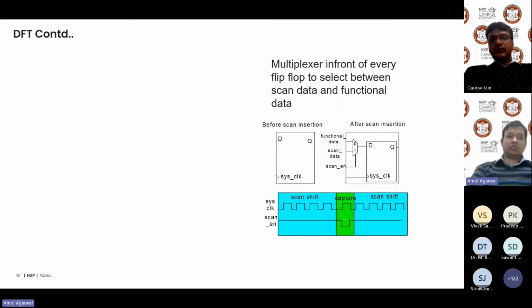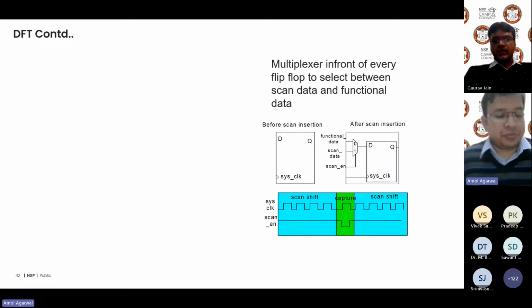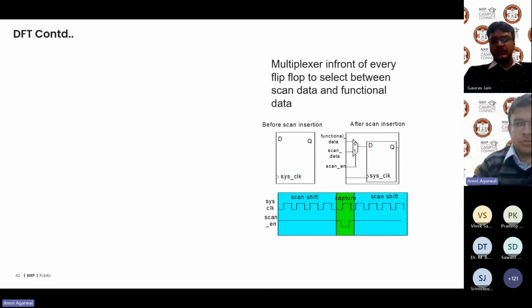Okay, so if you see here on the right side, before scan insertion, we have a D flop here. Once the scan is inserted, there is a multiplexer which gets seated at the D input. One of the inputs, the multiplexer's 0 input, is the functional data, and on the 1 it is the scan data. And the scan enable is controlled by the DFT vectors. So by this technique, we are able to control the inputs of any flop, right?